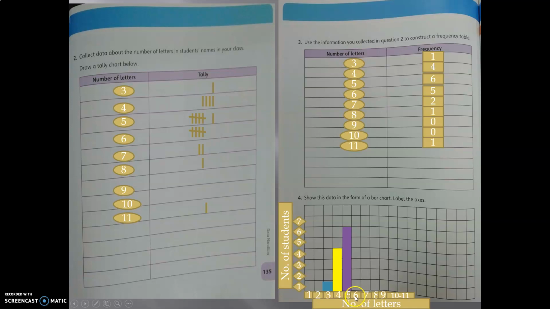Now, if we are talking about 6 letters, how many students have 6 letters in their names? Oh, only 5. You can check this from your frequency table. For 6 letters, we have the frequency of 5 students. So we color our column up to 5, or our bar. Let's go to the 7 letters. We have only 2 students. 8 letters, only 1 student. No one for 9 or 10, but 11, we have only 1 student.